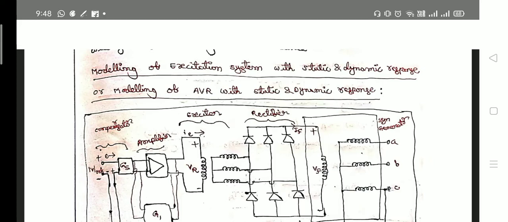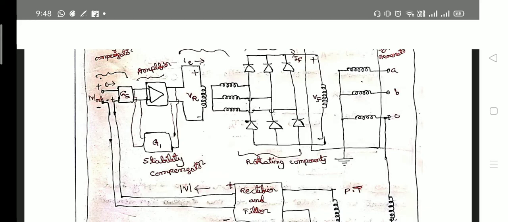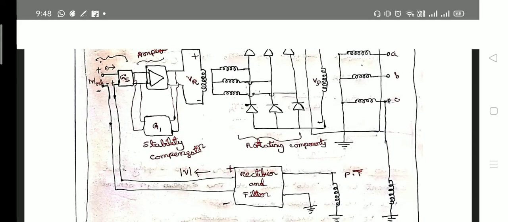AVR means automatic voltage regulator. In this modeling, we connect the comparator, amplifier, exciter, rectifier and synchronous generator. Here we have the rectifier and filter. These are the rotating components. These are the stability compensator. In this we discuss each of the components: comparator, amplifier, exciter, rectifier and synchronous generator.